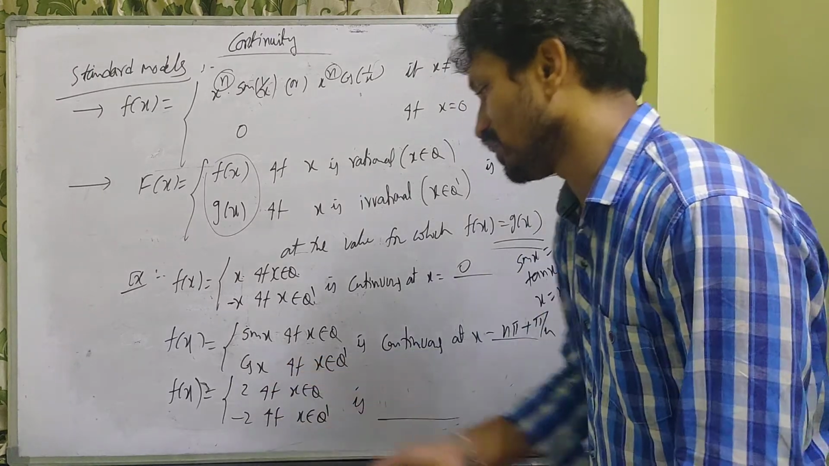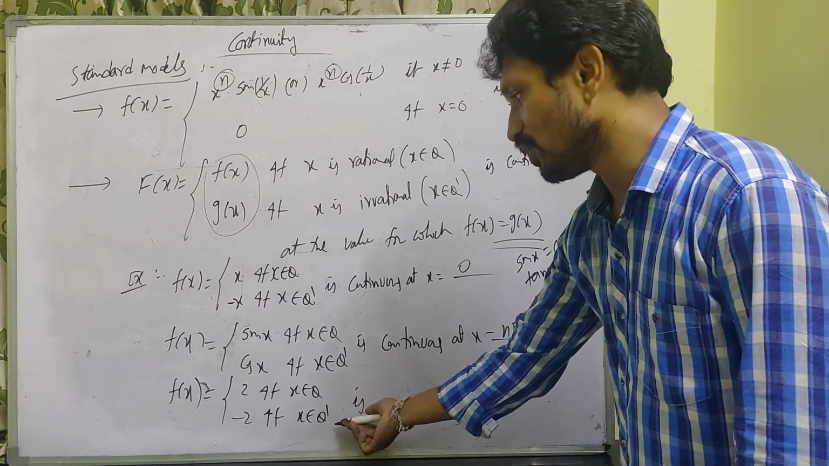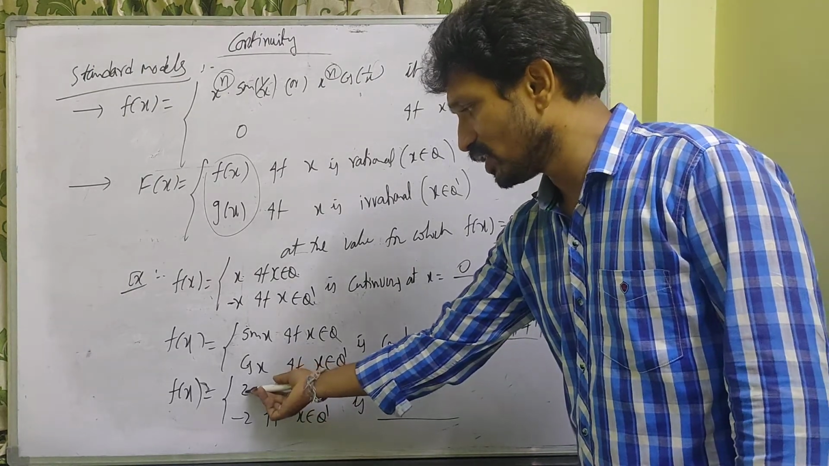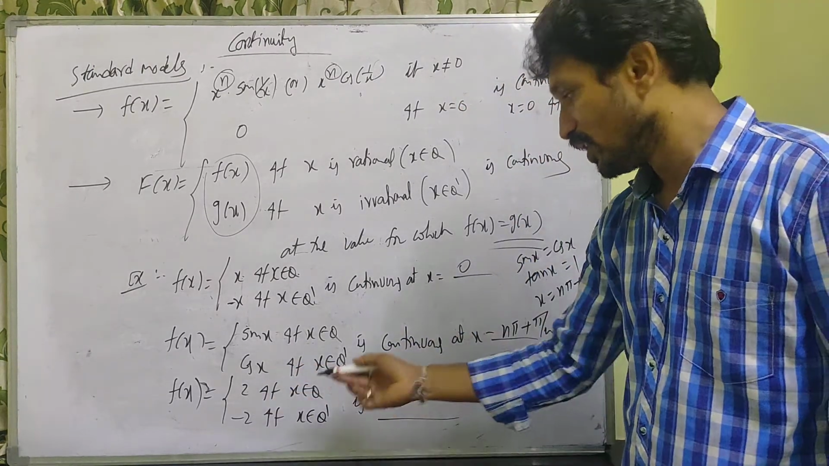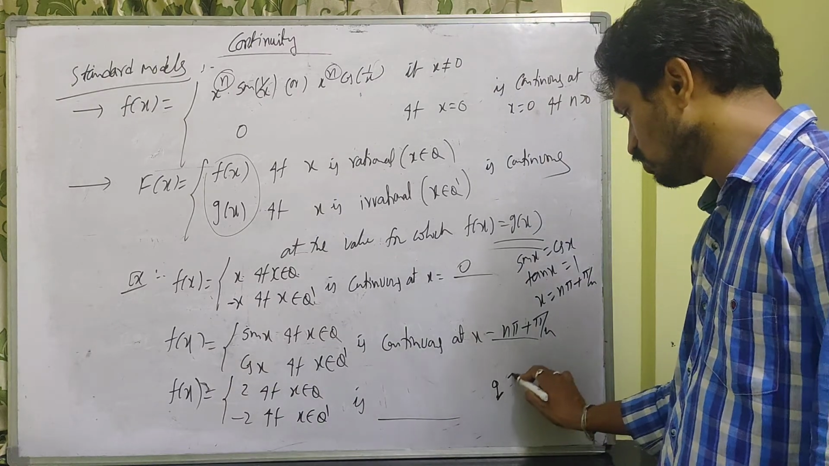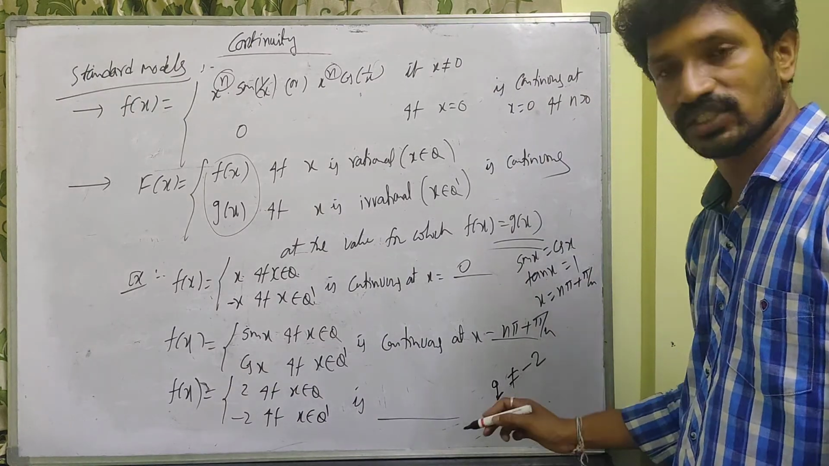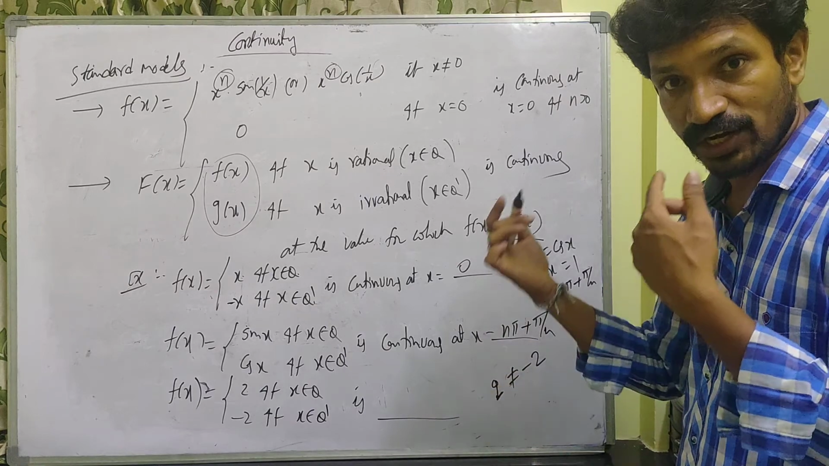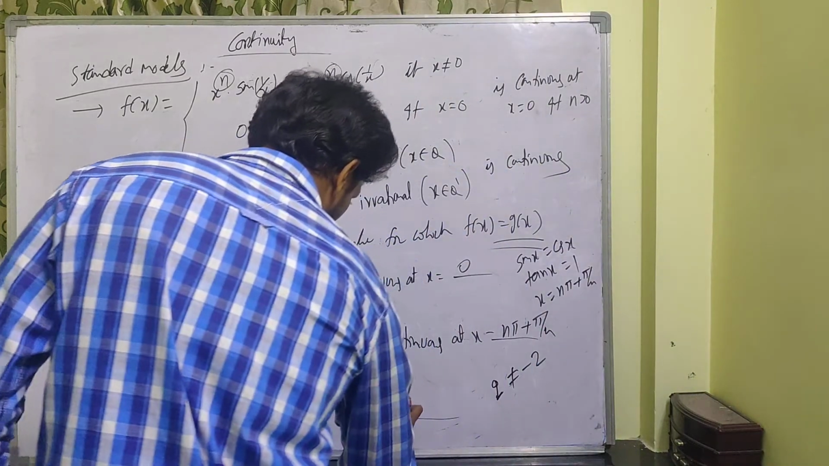Next, 2 and minus 2. It is continuous when f of x and g of x are equal. Is 2 equal to minus 2, is it possible? 2 can never be minus 2. 2 is not equal to minus 2. So it is discontinuous everywhere.